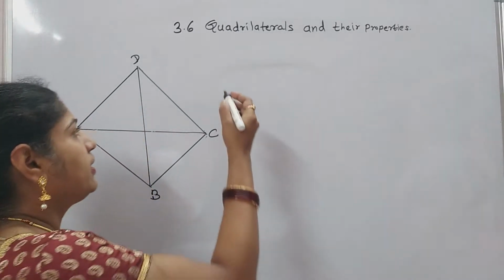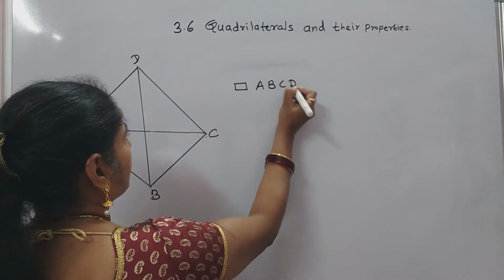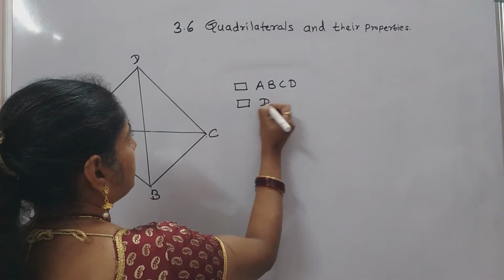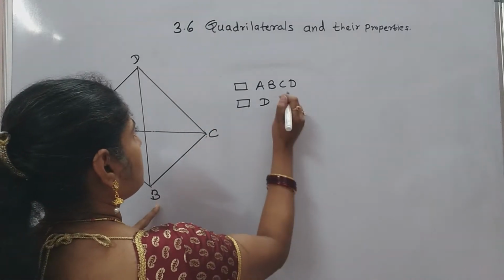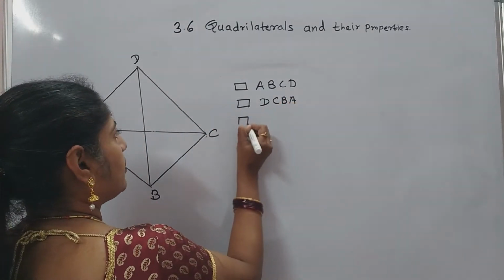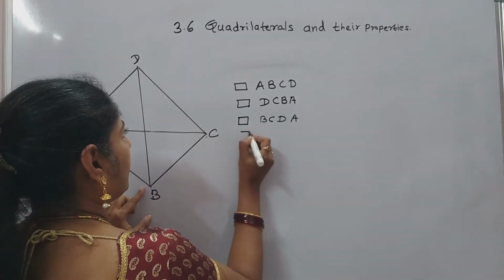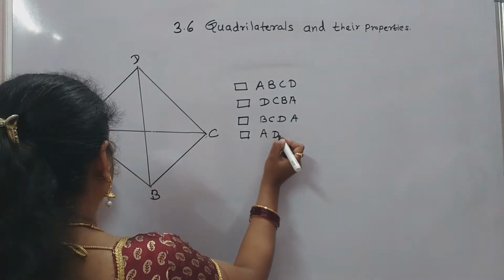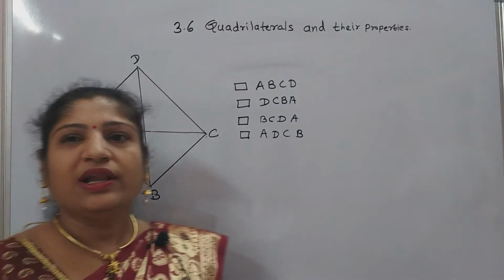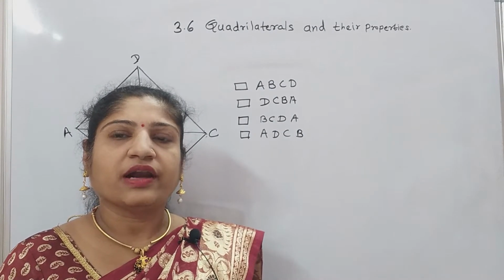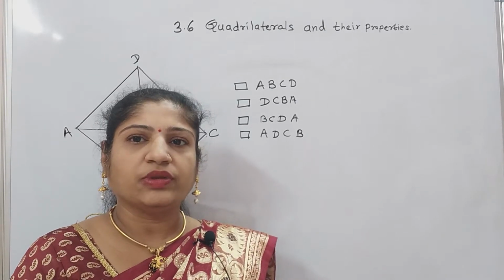The name of the quadrilateral can be written as quadrilateral ABCD, or quadrilateral DABC, or DCBA, or starting with B: BCDA, or ADCB. In total, we can write the name of the quadrilateral in 8 different ways.